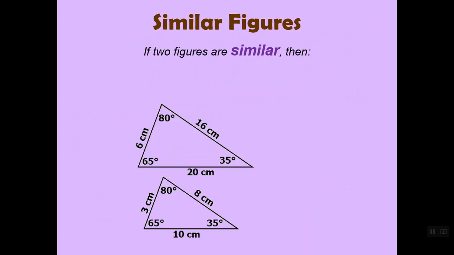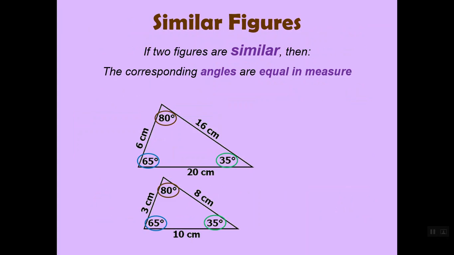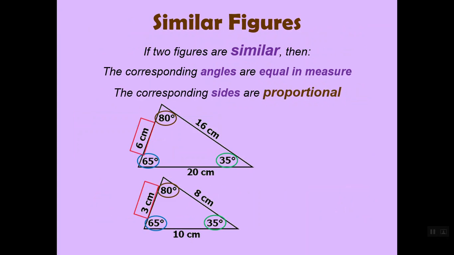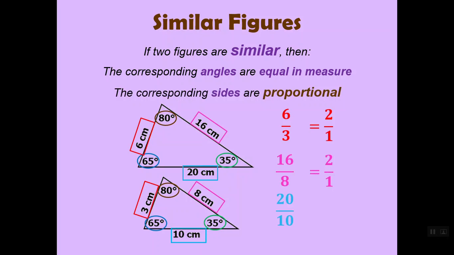If two figures are similar, then the corresponding angles are equal in measure. You can see here the three sets of angles are all exactly the same, but the corresponding sides are proportional. That is, if we take two side lengths from each triangle and make a proportion, we can reduce it, and then if we do that with any other set of corresponding sides, we will get the same exact proportion every time. That's what we mean by the sides being proportional.